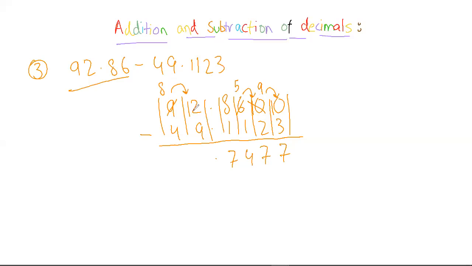So let's solve it. 12 minus 9 is 3, 8 minus 4 is 4, so the final answer is 43.7477.